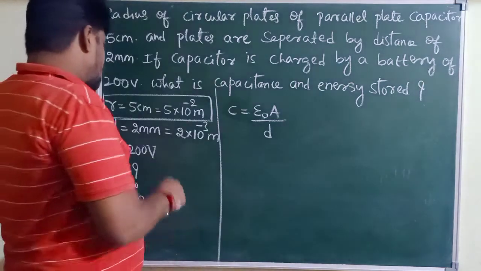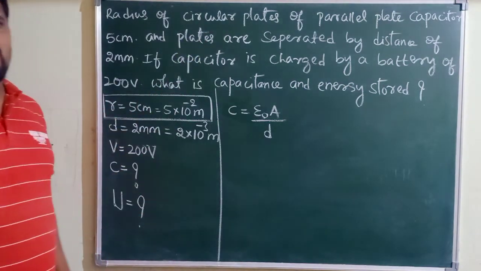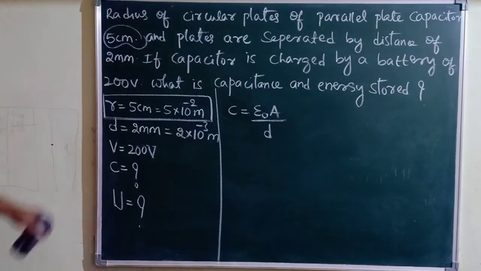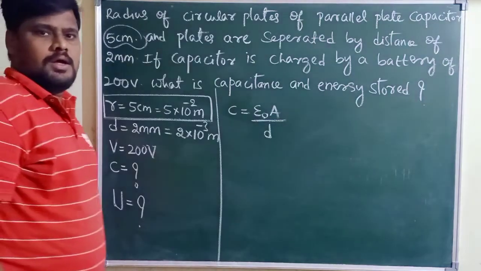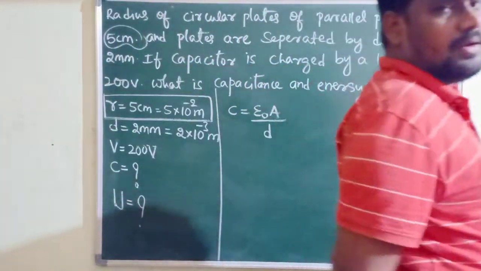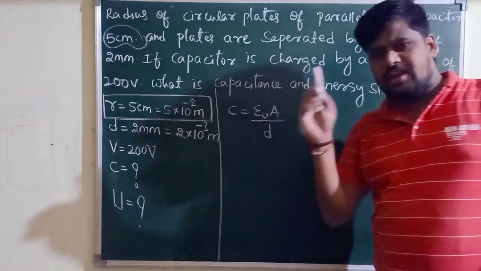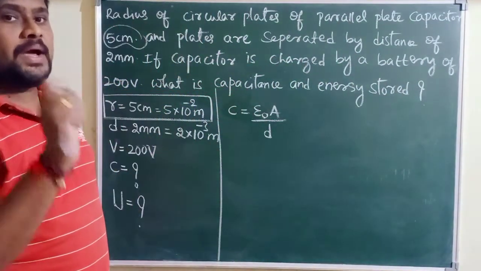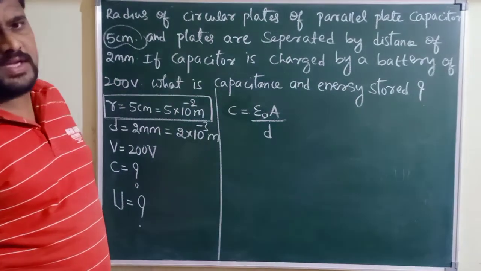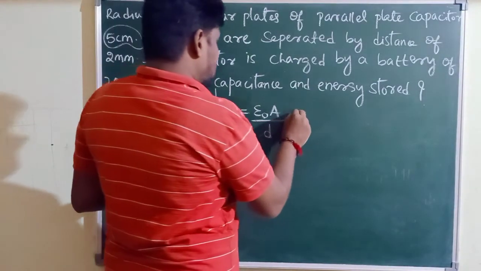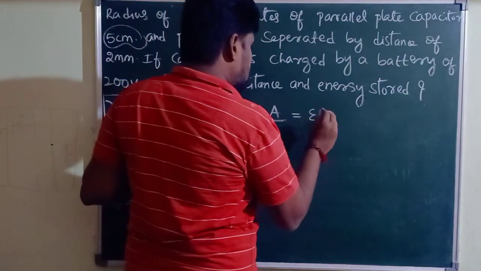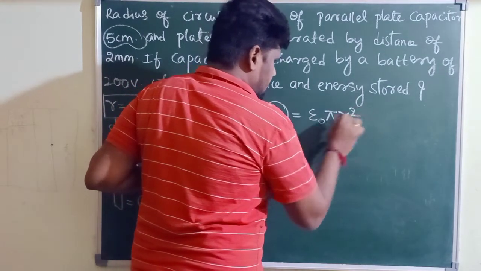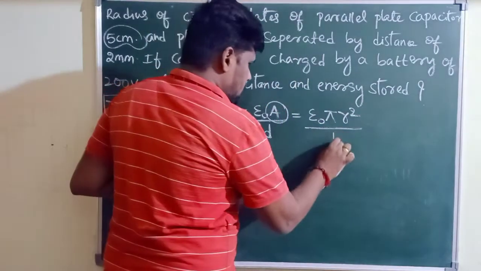Here the area of the plates is not given. They gave the radius of the plates and the information that the plates are circular. If plates are circular, having radius r, then what is the area of a circular plate? The area of a circular plate is given by pi r square. Therefore, epsilon naught, the area replaced by pi r square, divided by d.